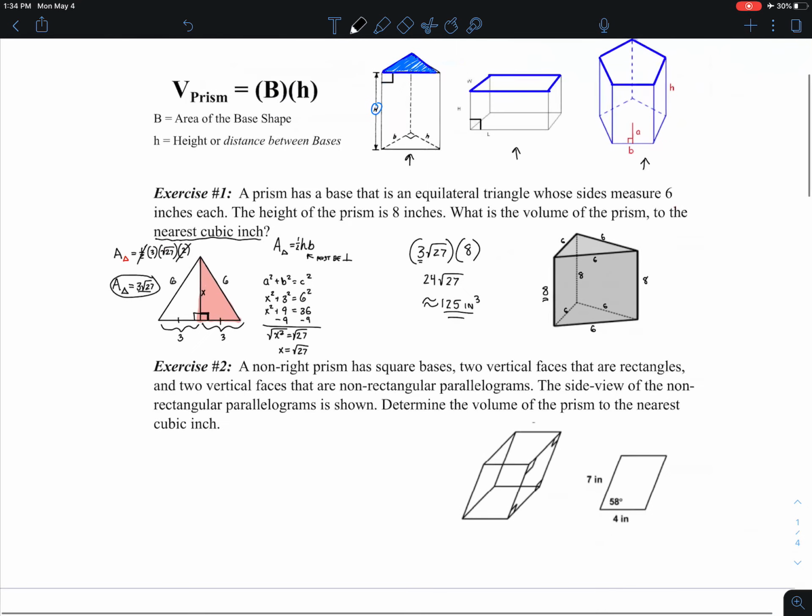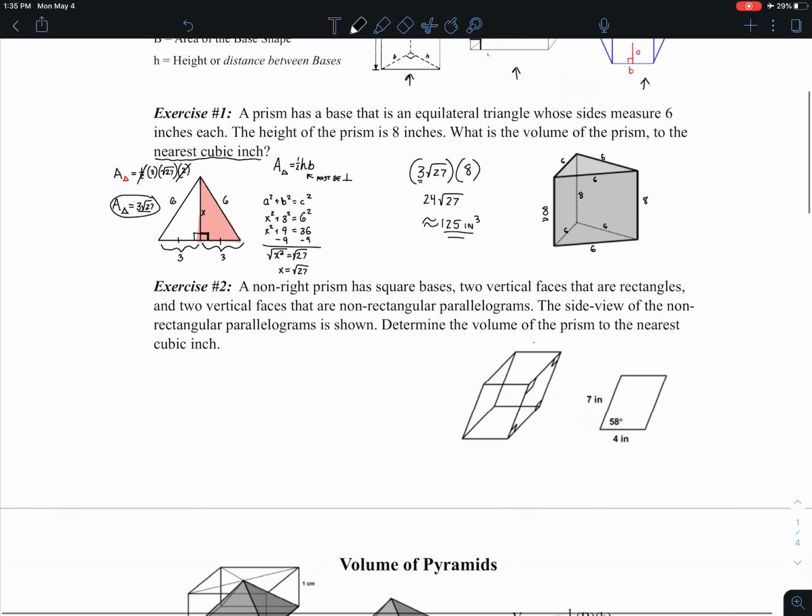All right? So, a decent amount of work, so it's not as simple as it seems, but the process isn't bad really at all. You just find the area of the base, multiply it by the height, and you're done. Just make sure you follow exactly how they ask you to do it, whether it's in cubic inches or leave it as a radical form, or round to a decimal, or whatever it may be.